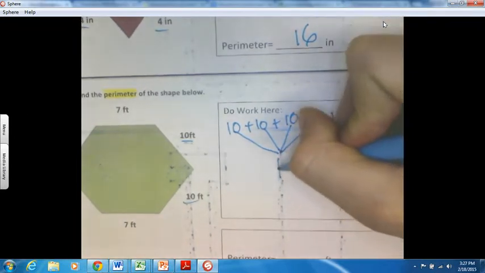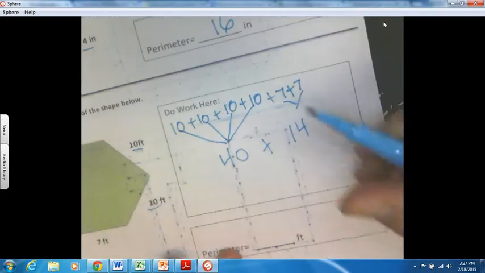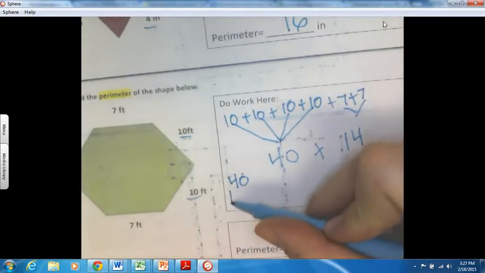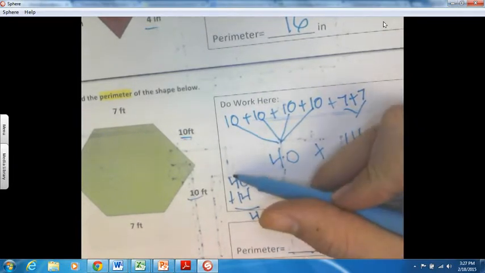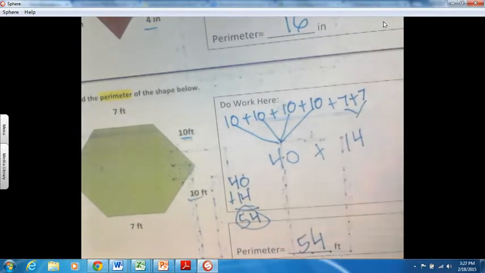So I know all that together is 40. 7 plus 7 I know is 14. So then I'm going to come over here and do 40 plus 14 and see what I get is my perimeter. 4 plus 0 is 4 ones. 4 tens plus 1 more is 5 tens. So my perimeter is 54 feet.